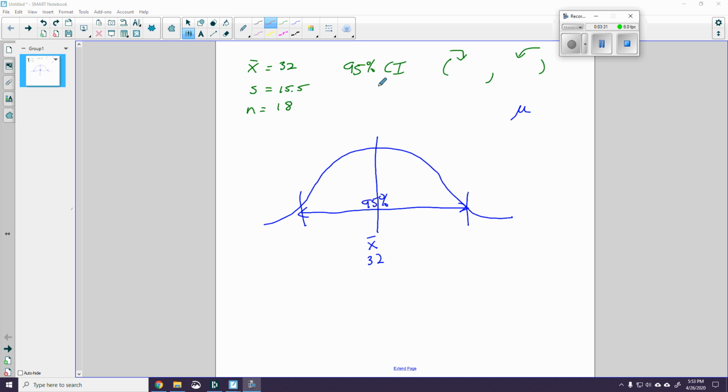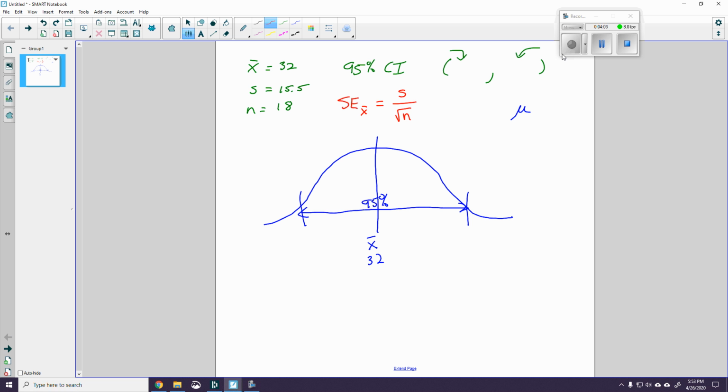So I do need to find out what is my standard error. In other words, what is the standard deviation, so to speak, for this distribution that I have right here? I know that the middle is 32, but I have to find what is my standard error. And I find that by using the formula. It's the standard deviation that I got from my sample divided by the square root of my sample size.